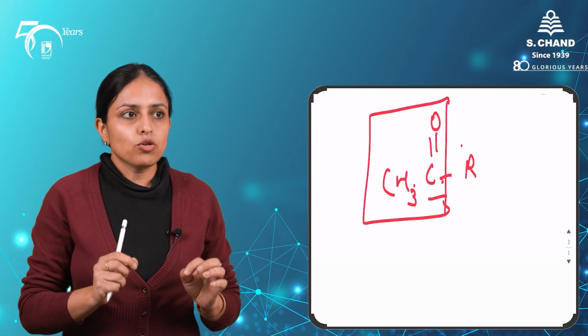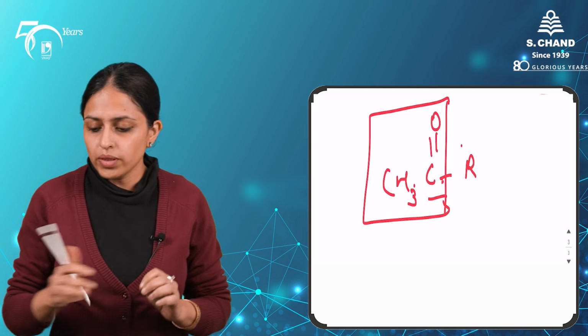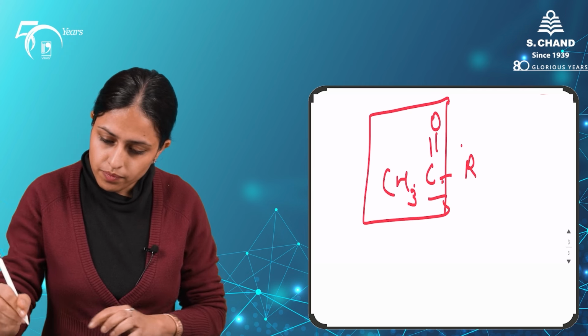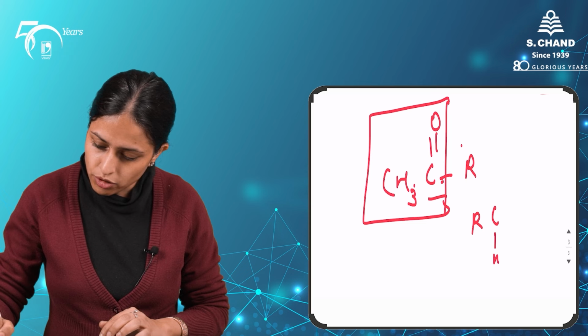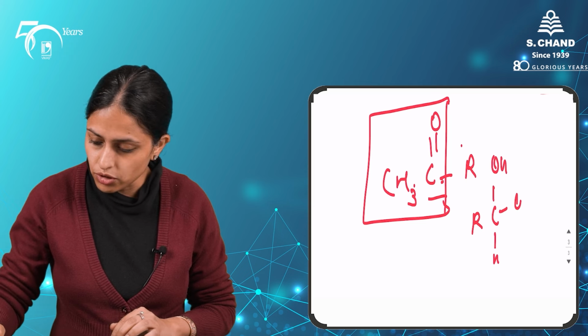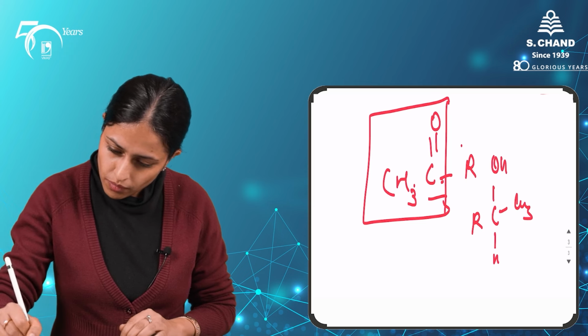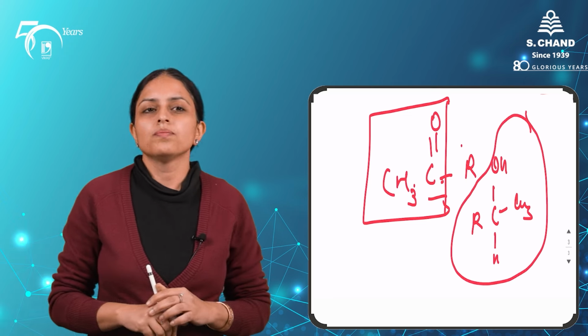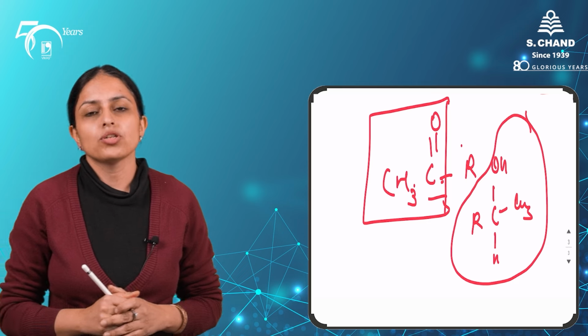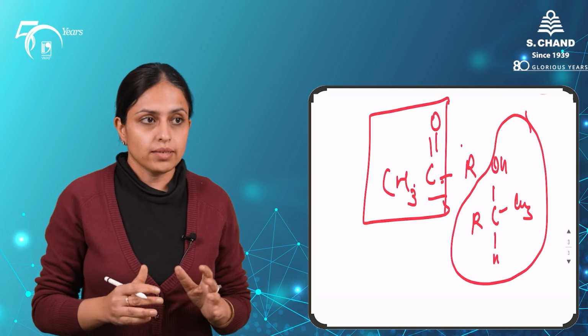Not only methyl ketones but also alcohols with the structure like R-CH(OH)-CH3, such types of molecules also give a positive iodoform reaction, and it is known as the iodoform test.